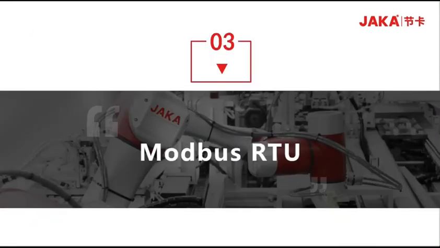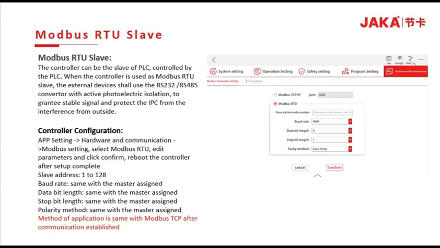Modbus RTU. The controller can be the slave of a PLC, controlled by the PLC. When the controller is used as a Modbus RTU slave, the external devices should use the RS-232, RS-485 converter with active photoelectric isolation to guarantee the stable signal and protect the IPC from interference from outside.